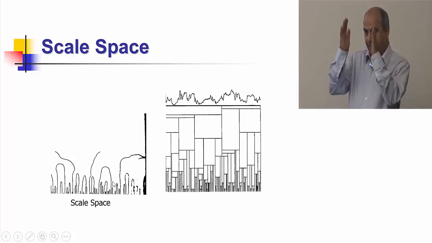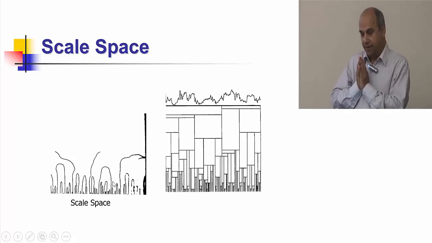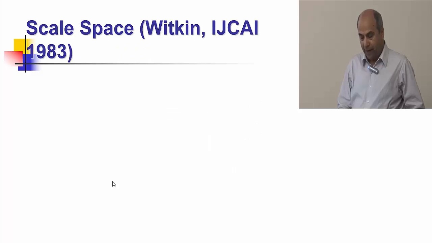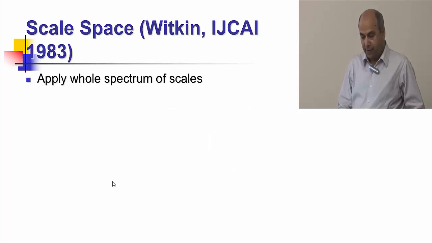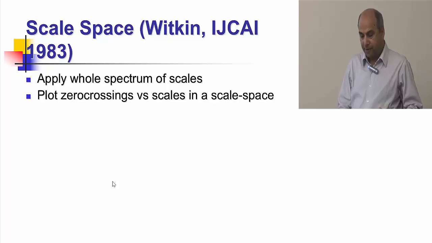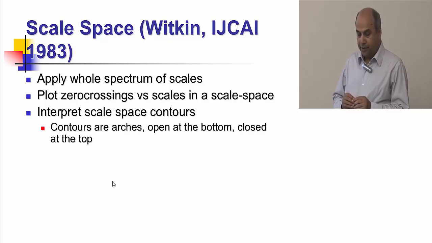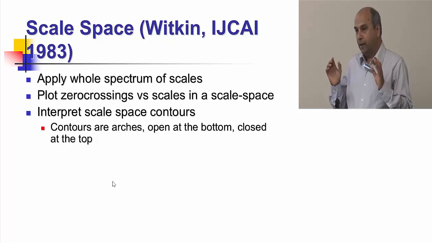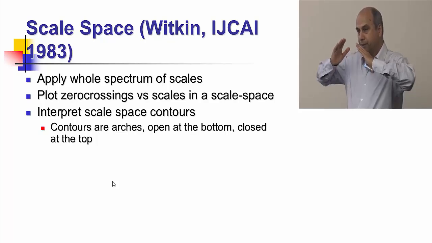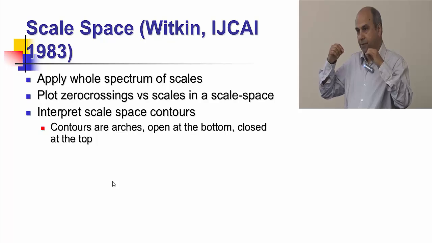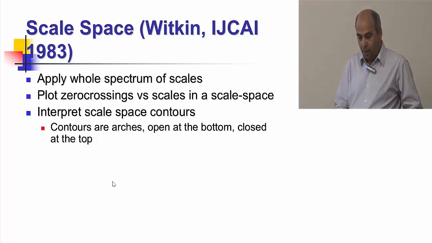So this is a kind of flattening of this scale space, and that was one representation. The way this works is that you apply a whole spectrum of scales, plot zero crossings across scales in scale space, and interpret the scale space contours. These contours are open at the bottom and closed at the top, because there are more zero crossings at the lower scale compared to the higher scale.